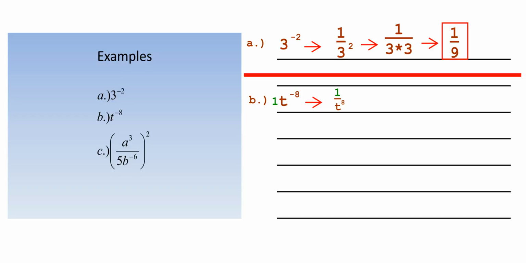Well, t to the 8, we can't simplify in this case because we don't know the value of t. But if I told you t was 100, you'd be able to put 1 over 100 to the 8th and simplify it much easier. So for now, let's just say that's our most simplified answer. We can't simplify any further.